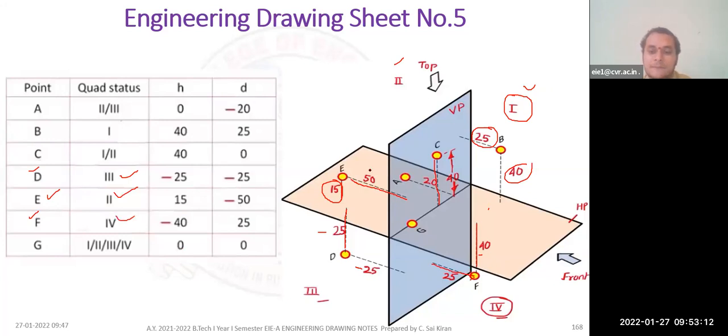Next is letter G. This letter G is located at this point, at the origin. So it can be possible in the first quadrant, second quadrant, third quadrant, and fourth quadrant. All the things it is possible.